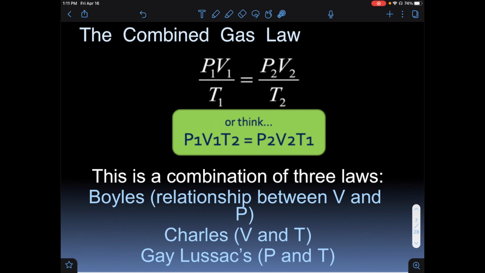The combined gas law is a combination of 3 laws: Boyle's law, Charles' law, and Gay-Lussac's law. Boyle's law is the relationship between volume and pressure, Charles' law between volume and temperature, and Gay-Lussac's between pressure and temperature.